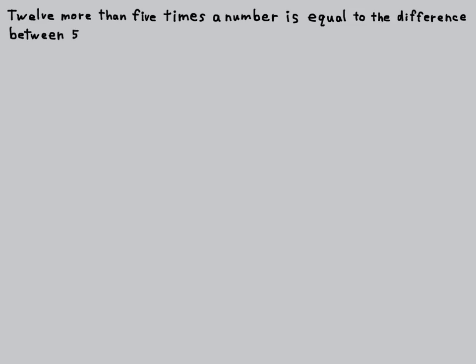Okay, this one's a little more complicated. I'm going to go through it step by step and show you how I would figure out the equations. So this one says, 12 more than 5 times the number is equal to the difference between 5 and twice the number. Find the number.